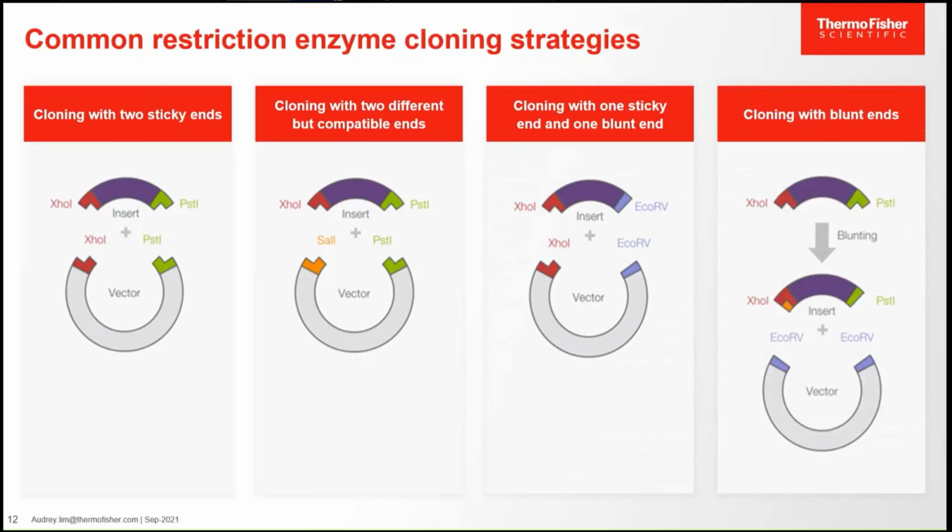Okay, the last one is cloning with blunt ends. This is not a directional cloning, so you will have to screen the clones to ensure you have the correct sequence orientation. Modification may be required after restriction enzyme digestion to ensure compatible blunt ends. With blunt end cloning, the ligation will be less efficient than sticky end cloning, and vector recircularization will be higher.